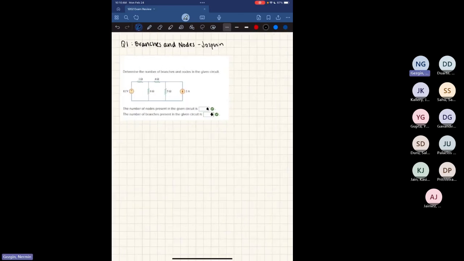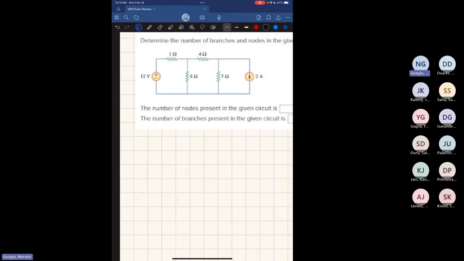So we're just going to go through a couple of problems, and feel free to stop us at any time to ask us questions, or if you have your own questions, feel free to ask them. So here we have a branches and nodes problem. Just the main thing is remember the definition.